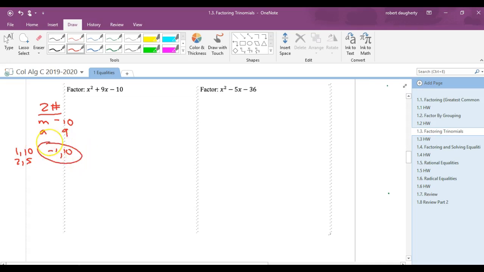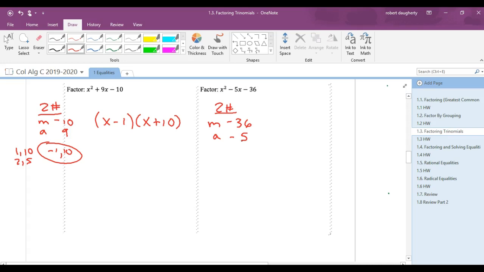So I will always, when I get to here, double check. Can I multiply these numbers and get that number? Yes. Can I add these numbers and get that number? They're correct. So what's the answer? X minus 1, x plus 10. And when we get over here, I need two numbers that multiply to give me what? Negative 36, and add to give me negative 5.